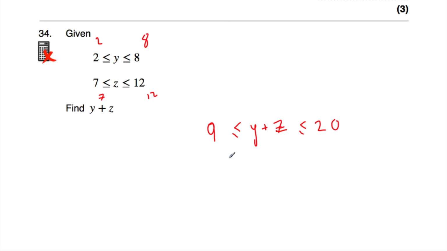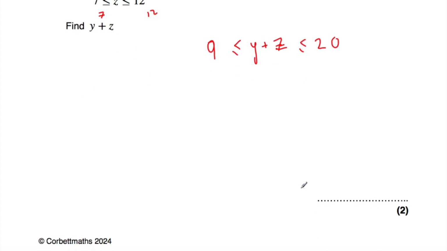So that means that y plus z must be bigger than or equal to 9, but less than or equal to 20. And that's it. So let's write that down: y plus z must be bigger than or equal to 9, but less than or equal to 20. Okay, let's look at our next question, question number 35.